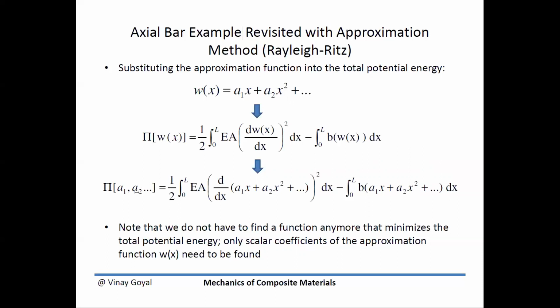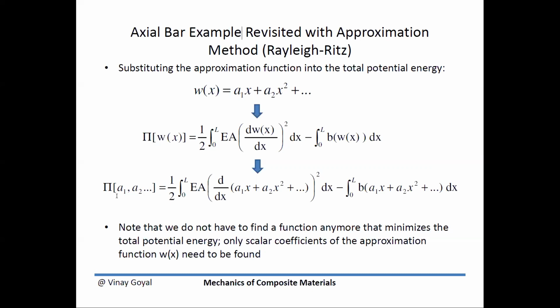So now I don't have to find the function w anymore, because first of all, I assume the form of it, and now the function pi became a function of just a1, a2, and so forth. So all I have to do now is to find a1, a2, and so forth that minimizes pi. And that just goes back to regular calculus then.